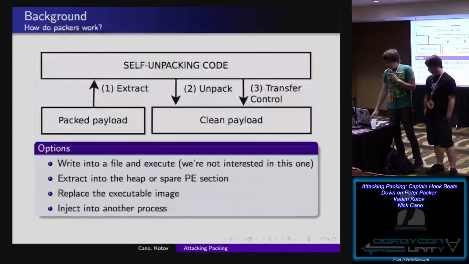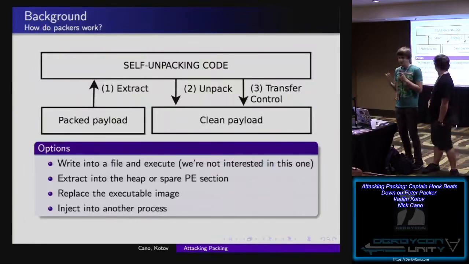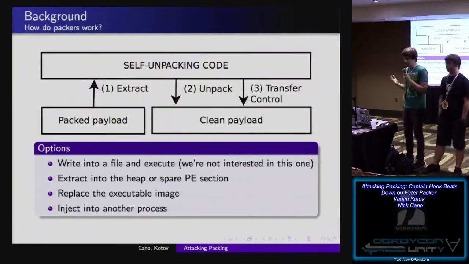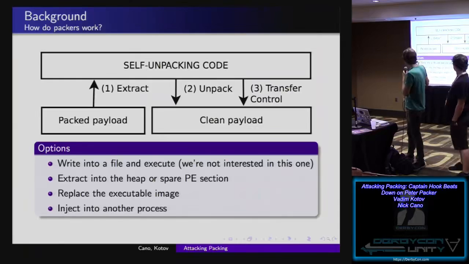So, let's begin with a bit of background. We use the term packers really loosely. What we mean by that is the following. When malware executes on your machine, it usually starts with self-unpacking code that extracts the actual malicious payload from somewhere. It could be a resource section. It could be hidden somewhere in the PE header or scattered across the binary. Then it does some unpacking or decryption or both. And then it transfers control to that code.